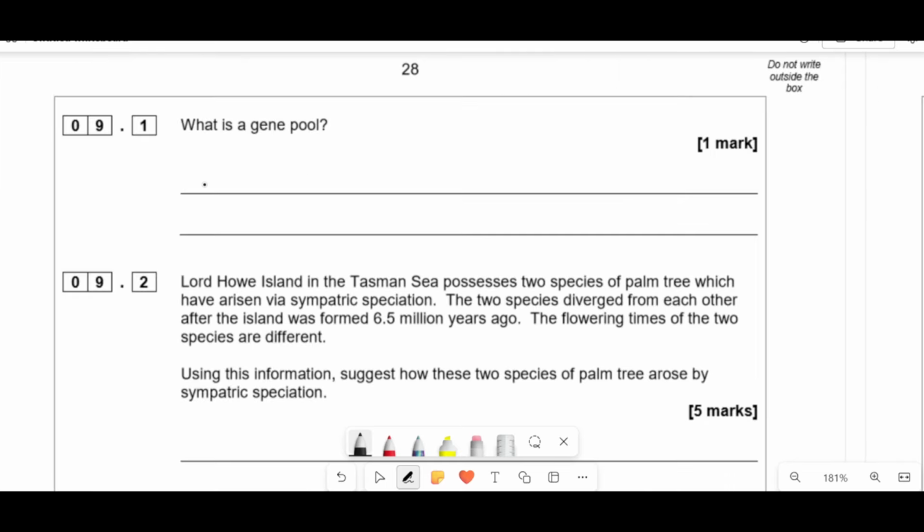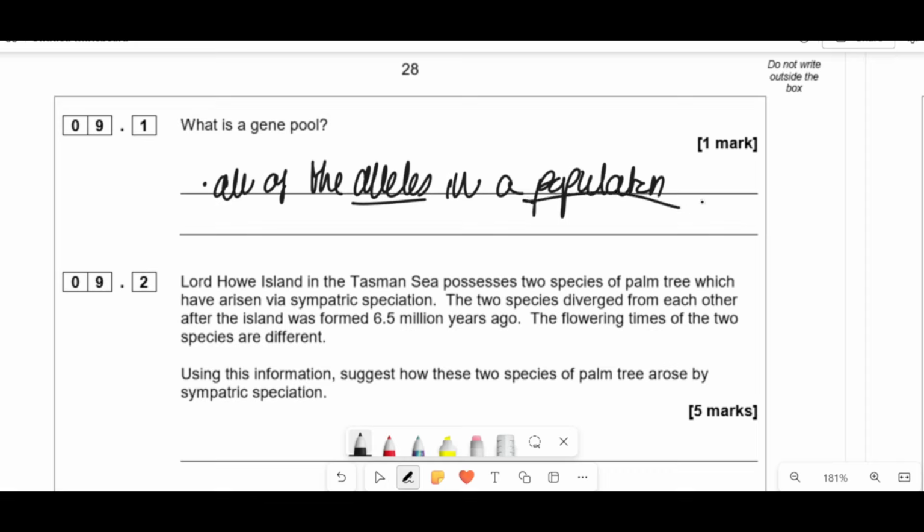What is the gene pool? Less than 50% of people got this, man. They were saying it's the amount of genes in a thing, this and that, blah, blah, blah. It's all of the alleles in a population. A population is just all of the individuals that are the same species. If you're the same species, you're going to have the same genes. My hair gene is going to be the same as your hair gene.